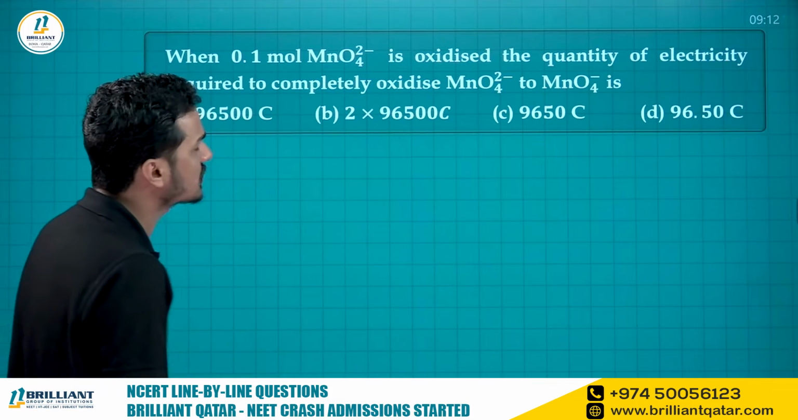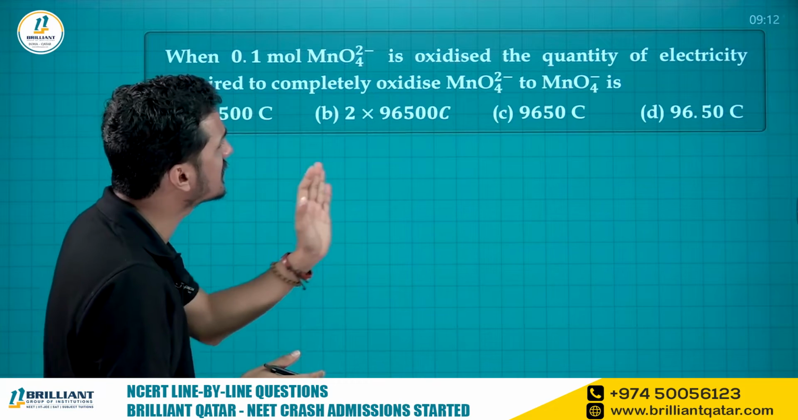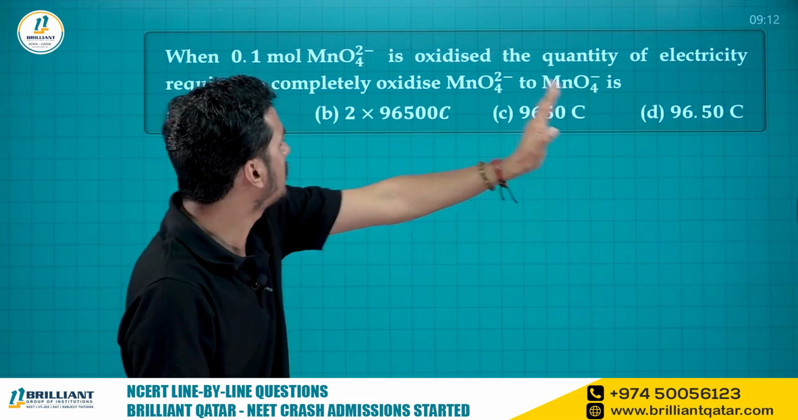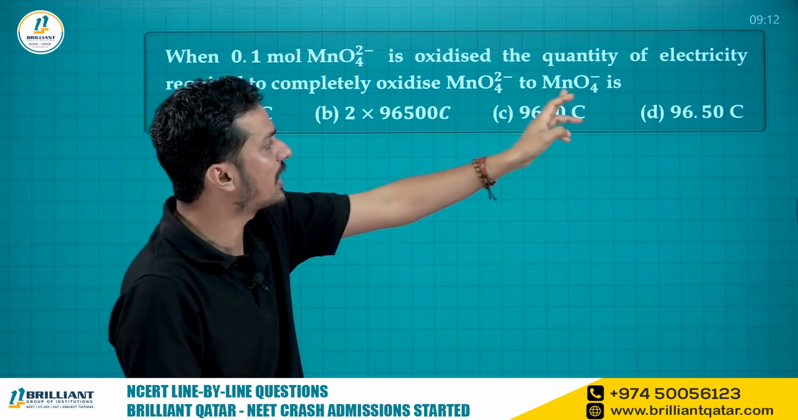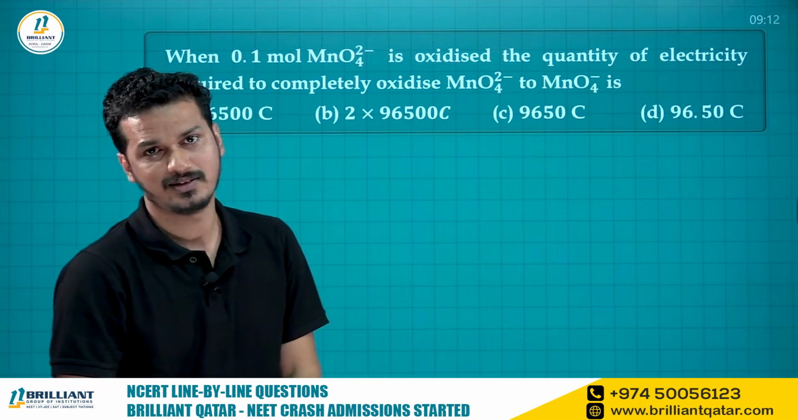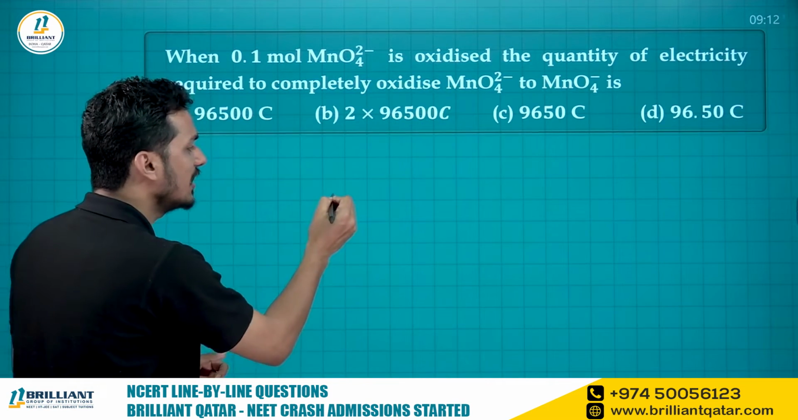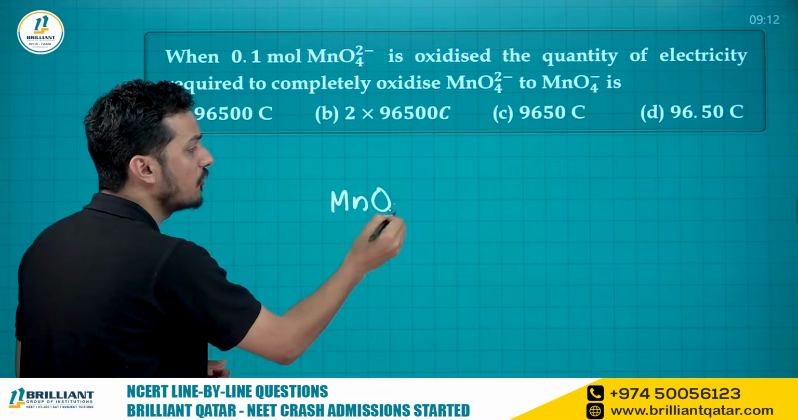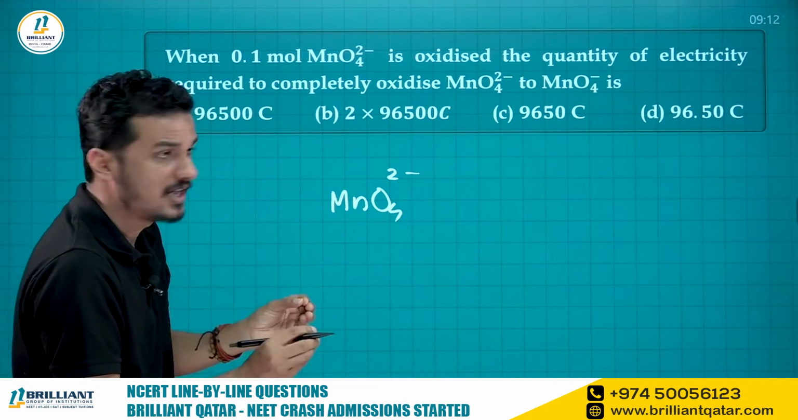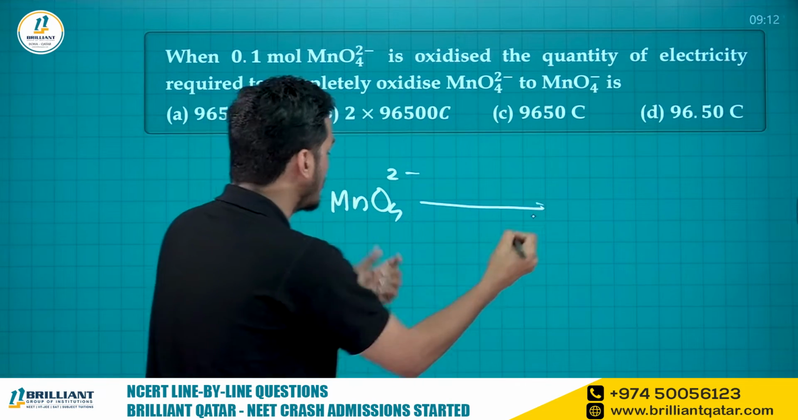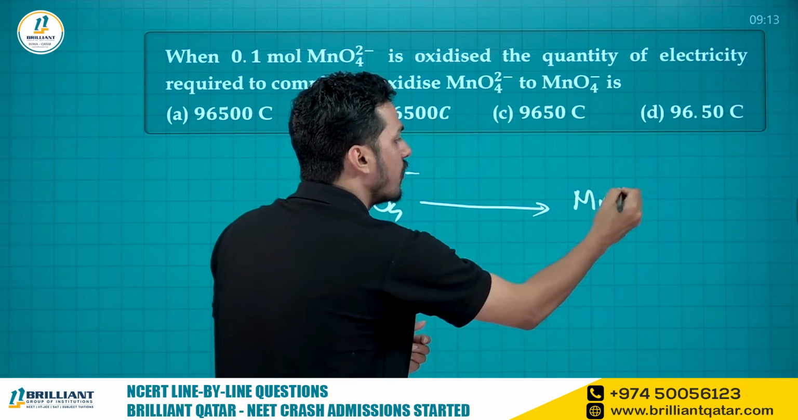This is the next question. What's the question? When 0.1 mole MnO4 2- is oxidized, find the quantity of electricity required to completely oxidize MnO4 2- to MnO4-. Nothing to think, very easy. You are having MnO4 2-, the manganate ion, and you are oxidizing it into permanganate ion, MnO4-.